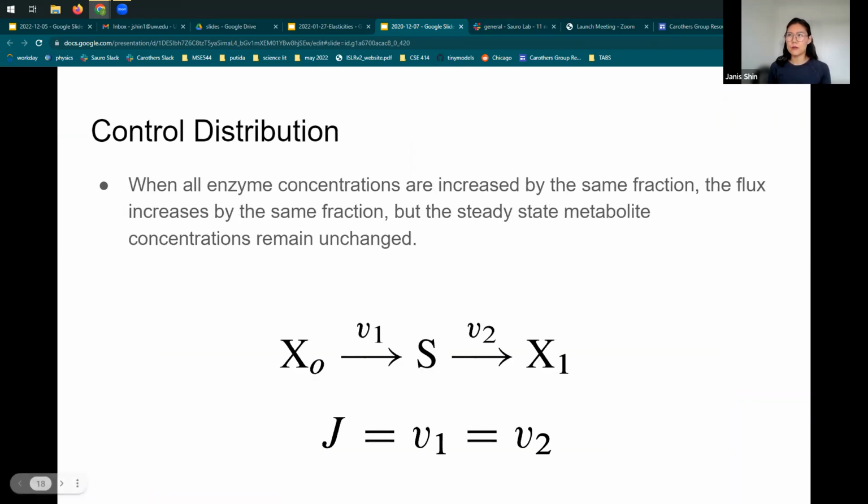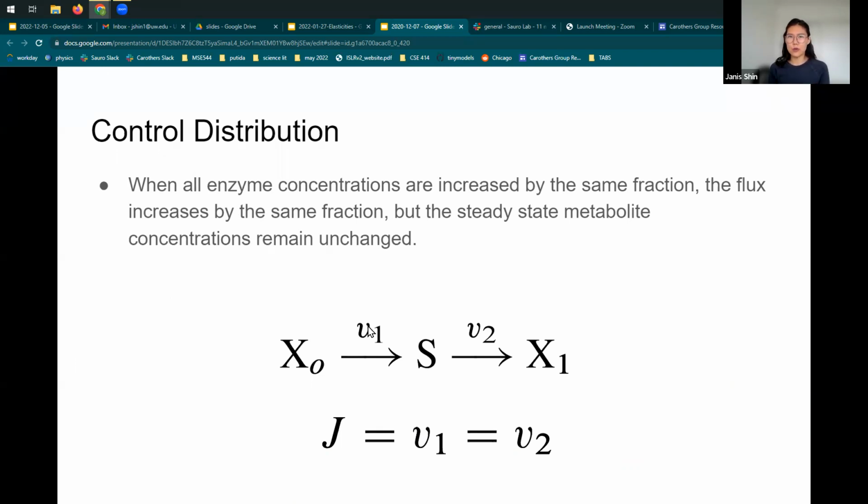So we're going to talk about control distribution. When all enzyme concentrations are increased by the same fraction, the flux increases by the same fraction, but the steady state metabolic concentrations remain unchanged. So I'm going to prove that to you in the next few slides.